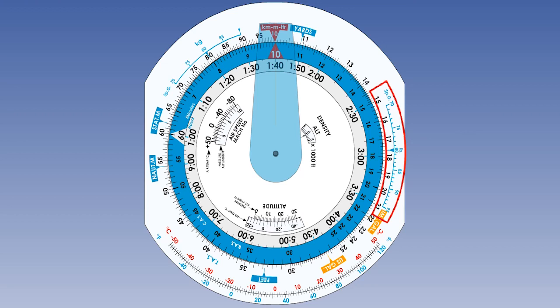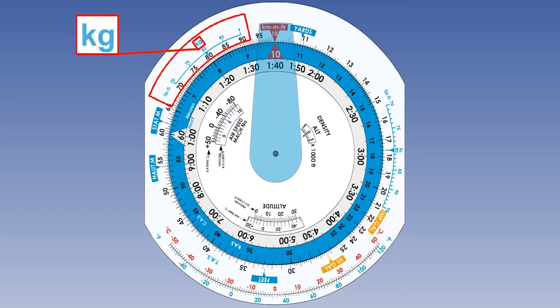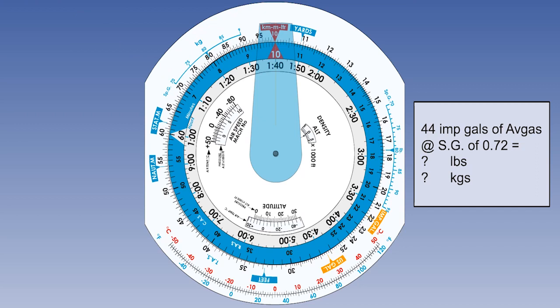The other scale is used to convert kilograms of fuel at various specific gravities to imperial gallons, US gallons, and litres, and vice versa. This scale can be identified by the blue letters kg adjacent to it. An example will help you get an idea of how to use this function. Find the weight of 44 imperial gallons of aviation gasoline at a specific gravity of 0.72 in both pounds and kilograms.